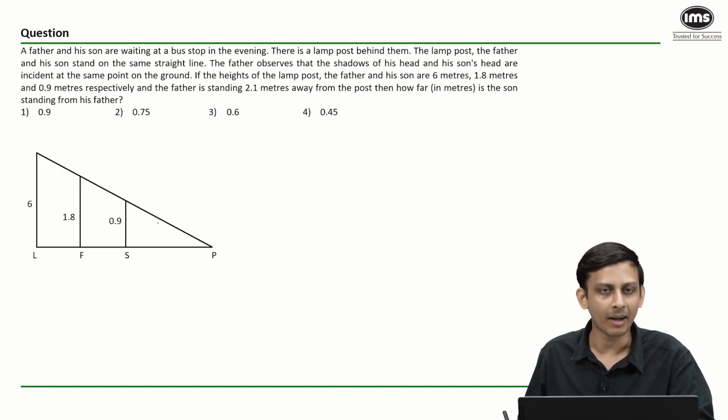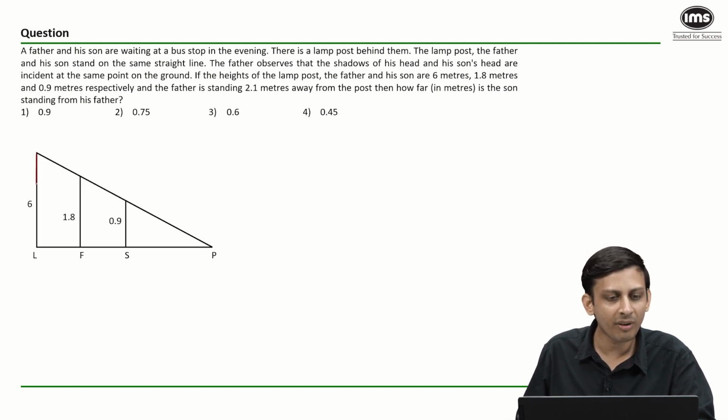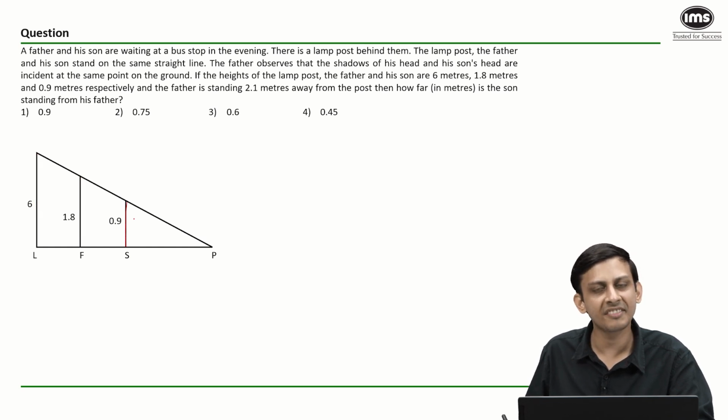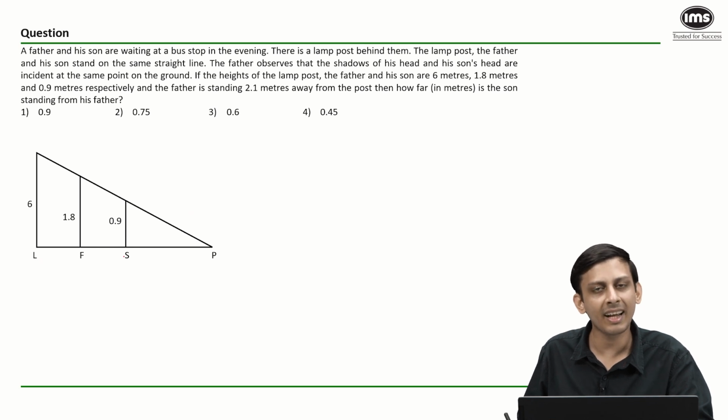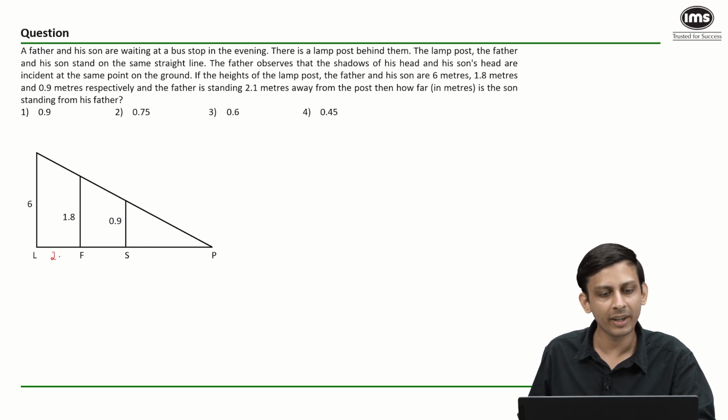So we will get this diagram where this longest vertical line is the lamppost. Then the second longest is the father. And the smallest one is the son. And all of their shadows are incident at the same point. That point is P. So L is for lamppost, F is for father, S is for son. P is the point where all their shadows are incident. It has been given that the father is standing 2.1 meters away from the post. So this will be 2.1.